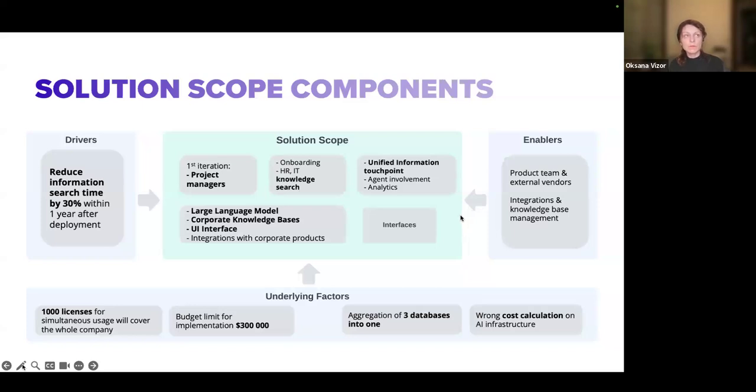So to avoid the situation we have seen on the picture when the employee is talking over the phone with the AI assistant, we have to understand what will be the interfaces. And first of all, we are talking about our corporate communicator, Microsoft Teams, mobile and desktop version, of course, and standalone web application. And now you may see the whole picture of the solution scope for the AI assistant for information search for the employees in our company.